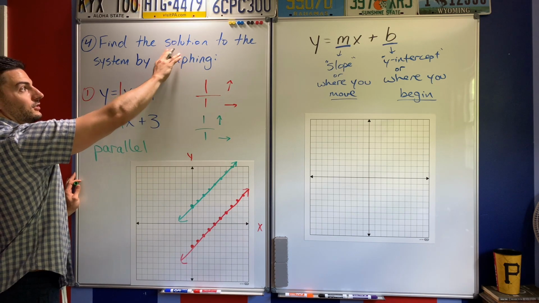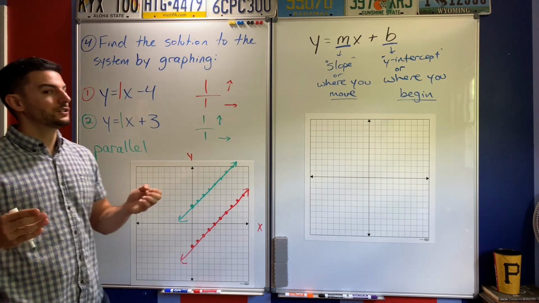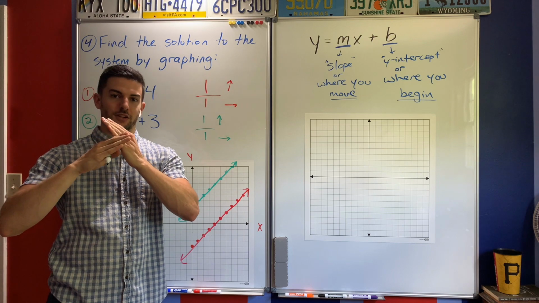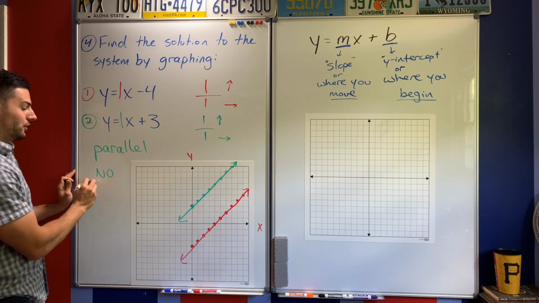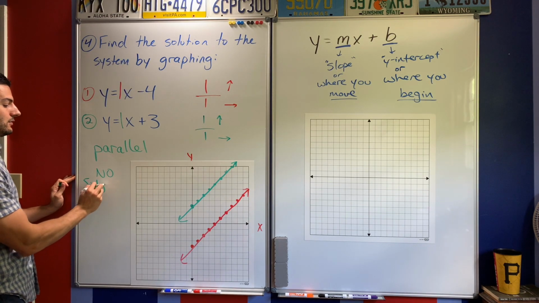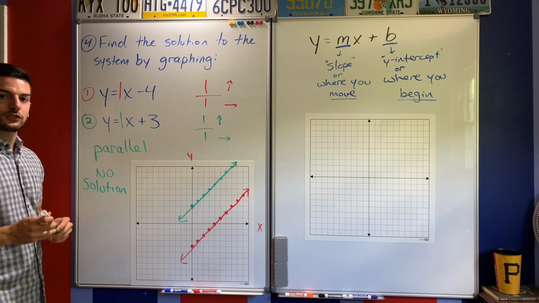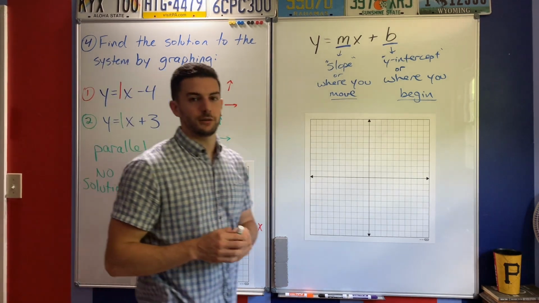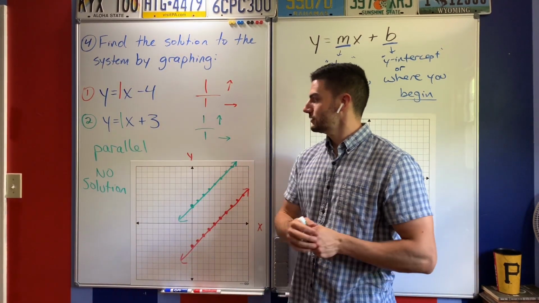So what does that mean for my solution? Well, for a solution, I want to look for where they cross each other. What I'd say for this one is no solution. There's no solution here because, like I said, they're parallel and they never cross.